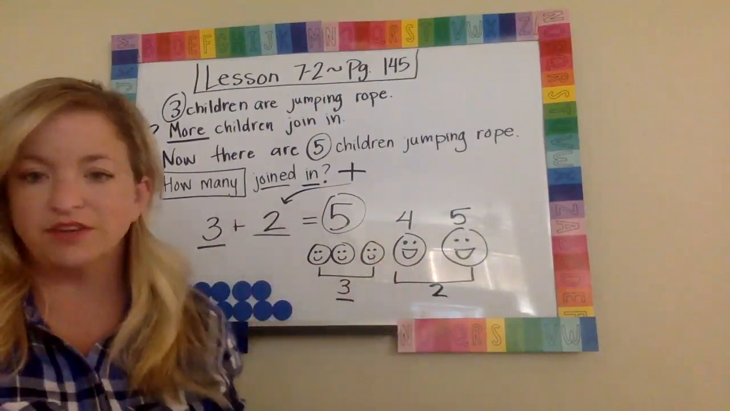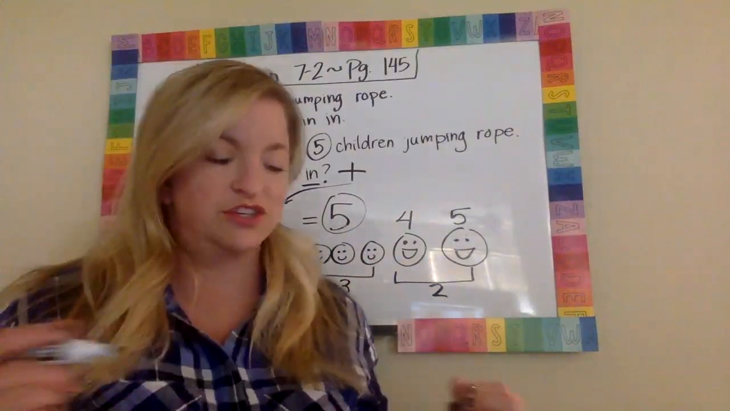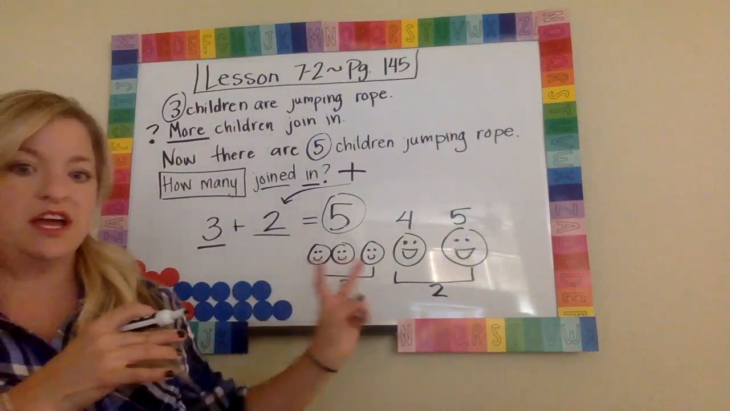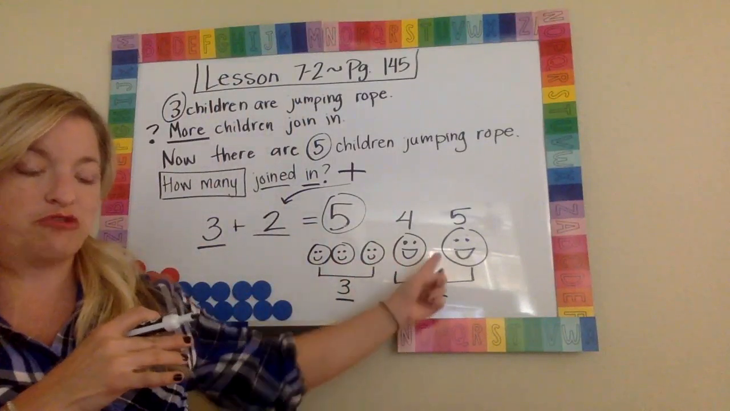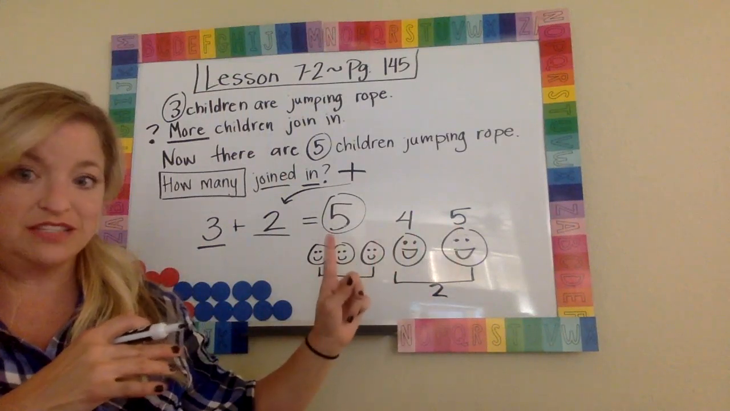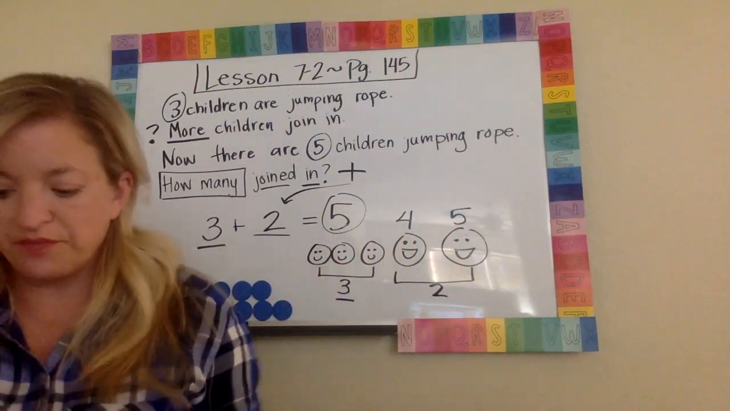So mine, even if you can't write this down, even if you can just talk about it with a grown-up, mine was very similar. I had my 3 kiddos and then I drew 4 or 5 until I got to 5 because I knew I only had 5 kids. So mine was very similar.